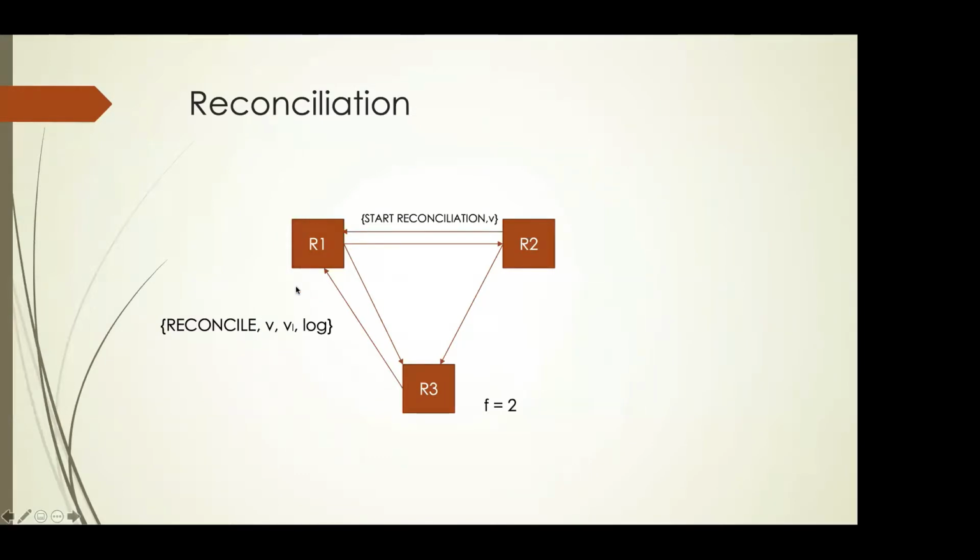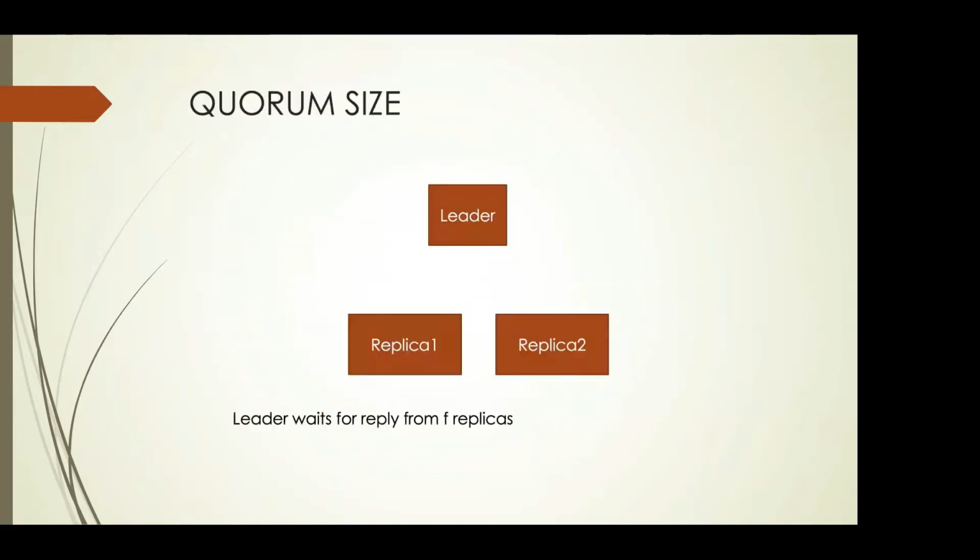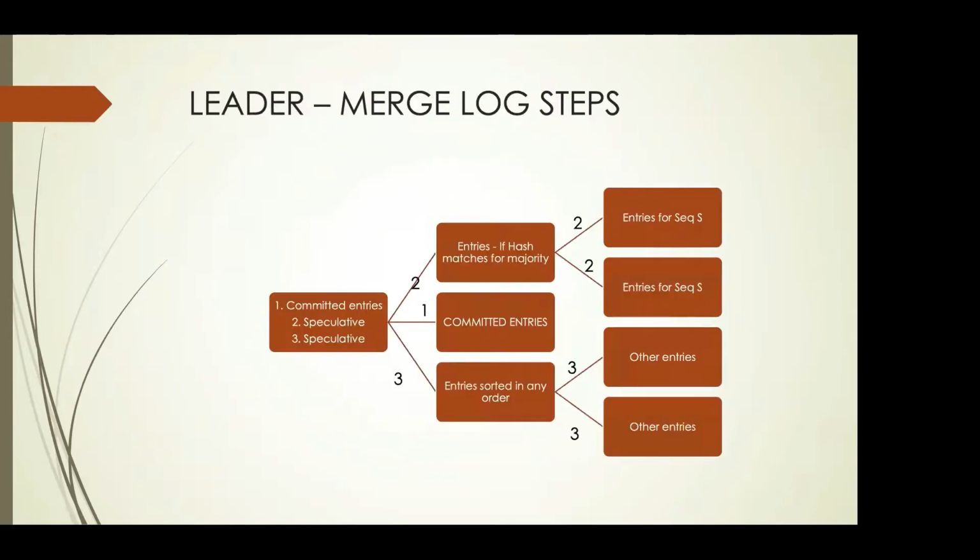So the replica sends this message to the leader who owns the highest view number. Here, if you see, in this case the leader does not wait for the super quorum. The leader only waits for f replicas. And what does the leader do?